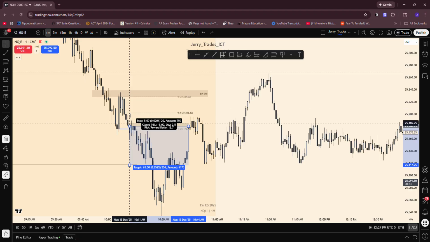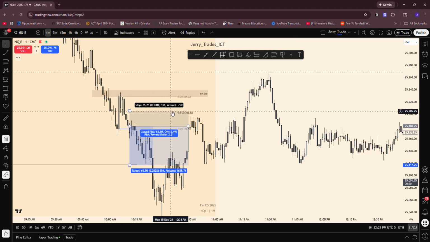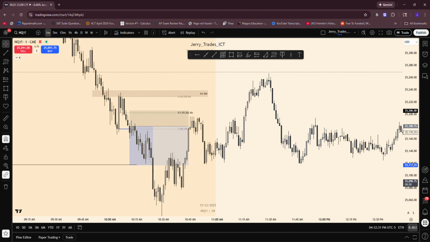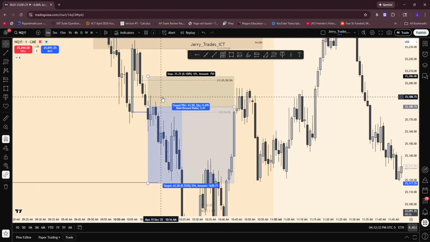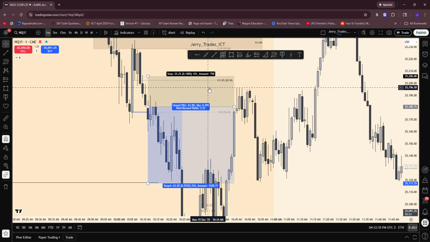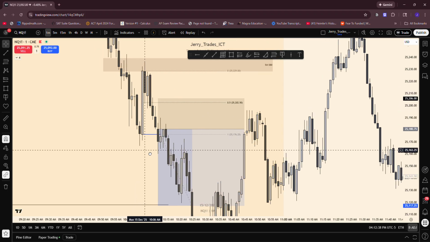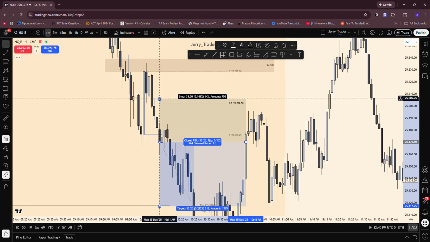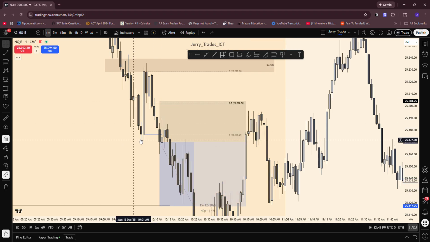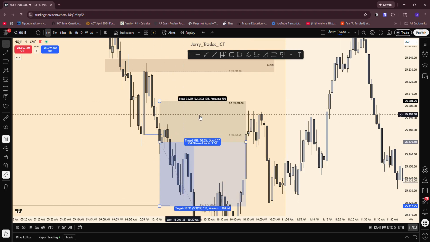So if we shrink our stop loss to right here, right below the 50% level, our risk to reward becomes much better. And I'm cool with taking the stop loss because there are other things that make me think that price is not going to come up here anymore, right?